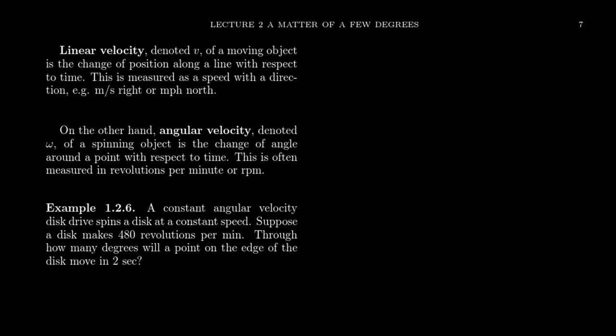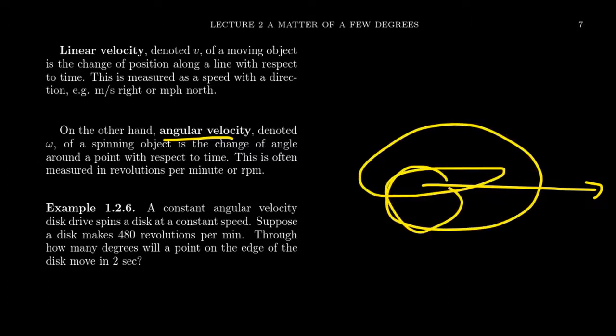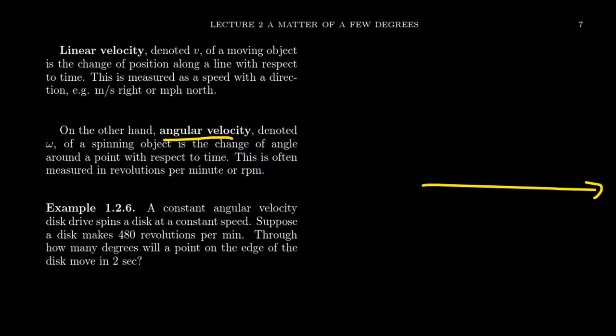In contrast, you have the idea of angular velocity. Linear velocity is typically denoted with a V. Angular velocity is typically denoted using the Greek letter omega. This is a lowercase omega. It kind of looks like a W, but it's the Greek letter omega. Angular velocity of a spinning object is the change of the angle around a point with respect to time. So if you have some fixed line here, angular velocity is telling you how quickly the angle is changing. Is it slow like this, or is it fast like this? The speed, the change of the angle over time, is the angular velocity.